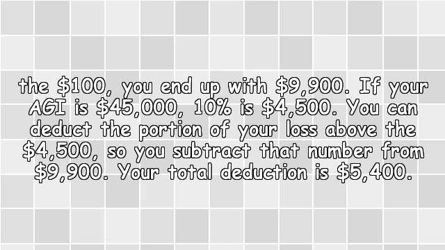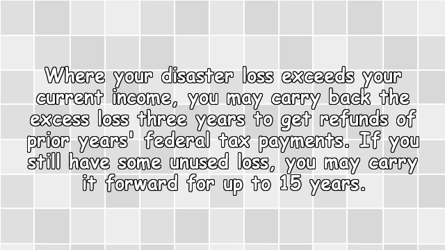If your AGI is $5,000, 10% is $500. You can deduct the portion of your loss above the $500, so you subtract that number from $900. Your total deduction is $400. Where your disaster loss exceeds your current income, you may carry back the excess loss 3 years to get refunds of prior year's federal tax payments. If you still have some unused loss, you may carry it forward for up to 15 years.